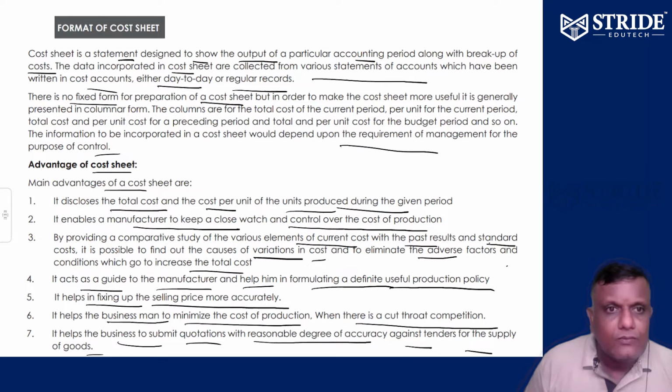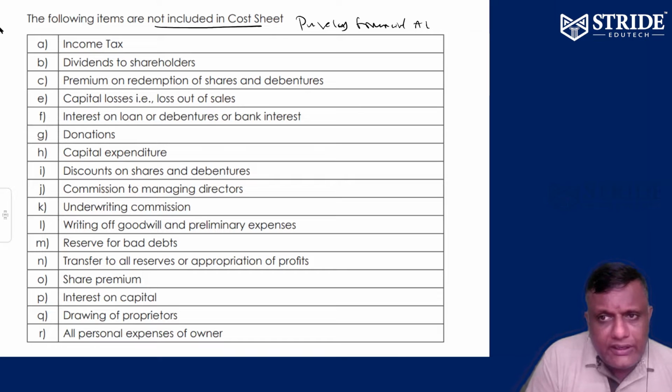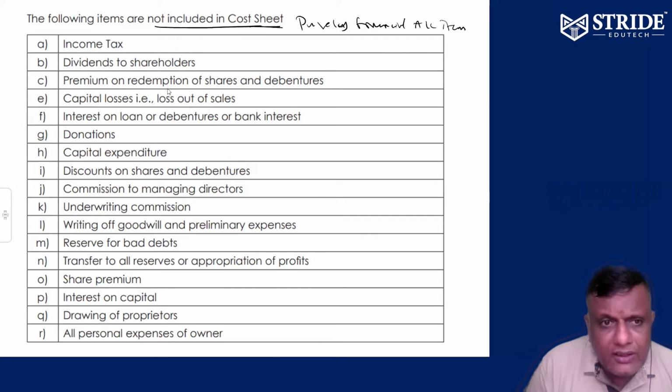These are the things not to be included in a cost sheet, because they are purely financial account items. They are not supposed to be included in the cost sheet. Number one, income tax is not to be included in the cost sheet because it is a financial accounts item. Dividend to shareholders is also a financial accounts item.